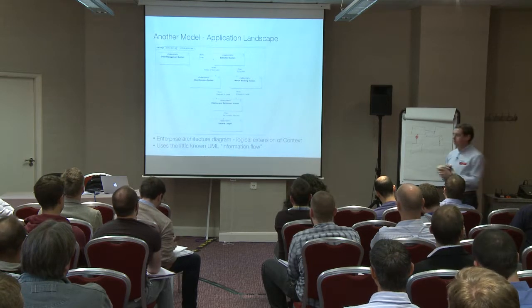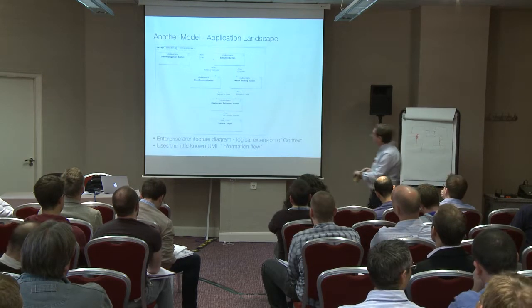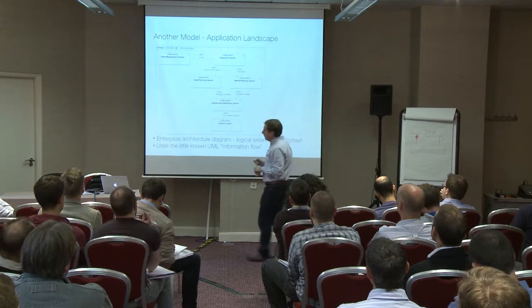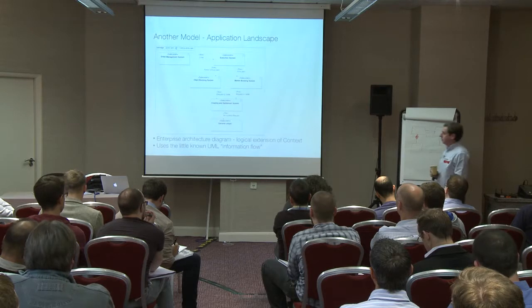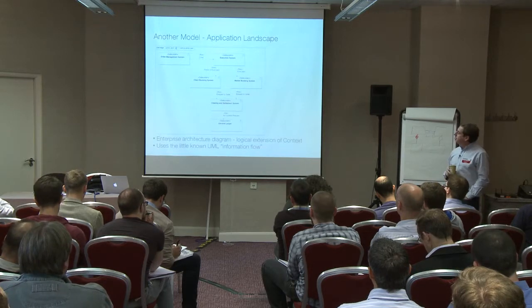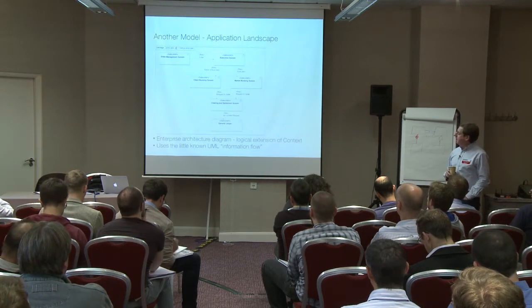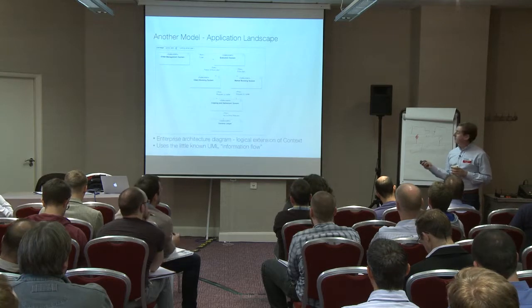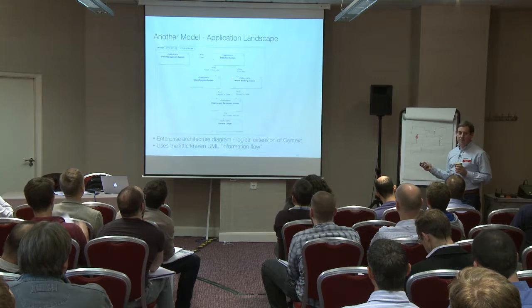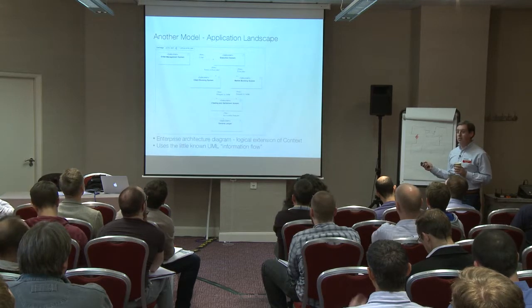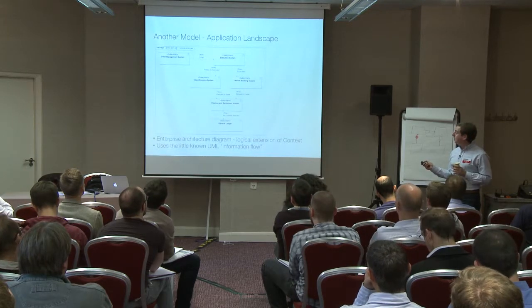One final model, which it's worth talking about briefly, is the application landscape. This is more an enterprise architecture model, but I'll talk about it briefly. UML has something that hardly anybody knows about called information flow. You would have thought it would be up front and center, but it was clearly pasted into the spec quite late into UML 2, and it's in an appendix, believe it or not.